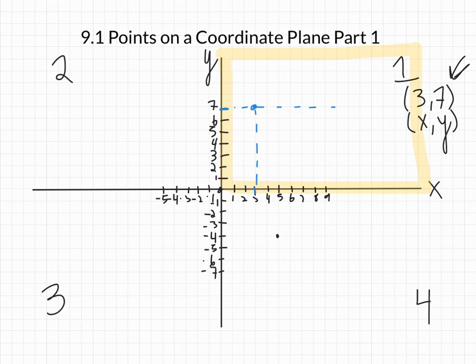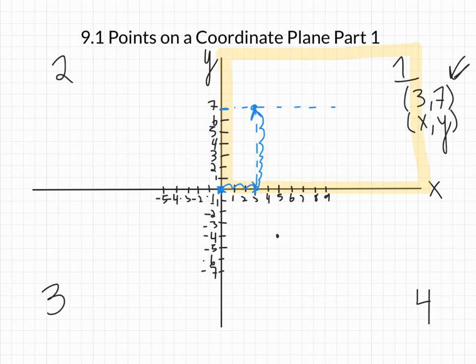Notice this point is right where those two lines are intersecting. I could also think about it this way. First, I'm going to go over 3. When I say go over, what I mean is my pencil is starting right here at the origin, and I'm going over 1, 2, 3 this way, and then I'm going up 7. 1, 2, 3, 4, 5, 6, 7. So I could go over 3, up 7, and that's where I would end up. So if I were trying to plot the point 3, 7, that's where it would go.